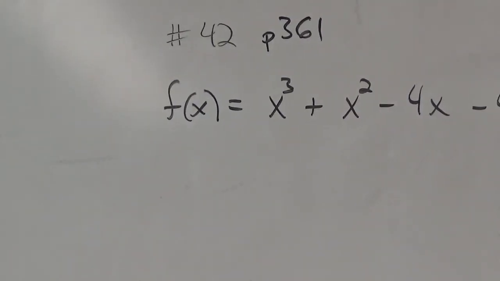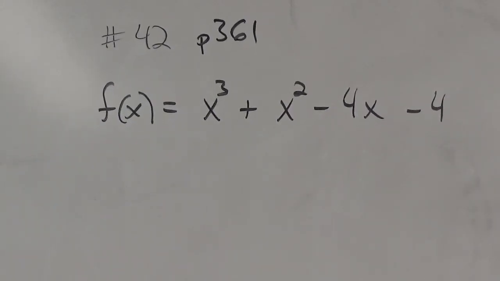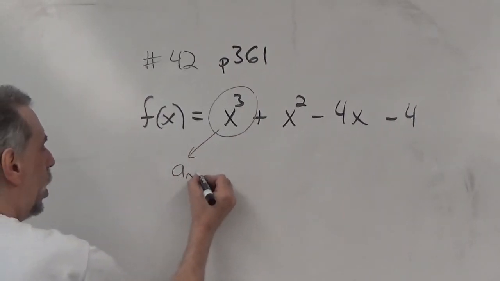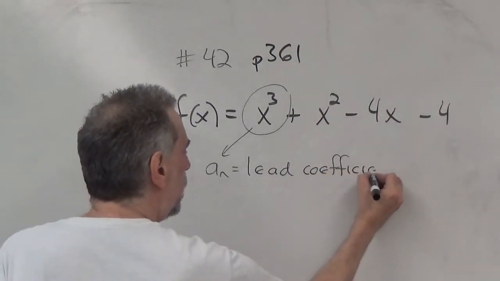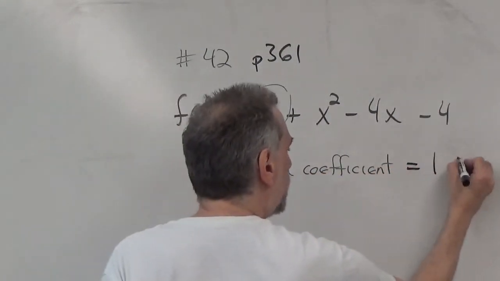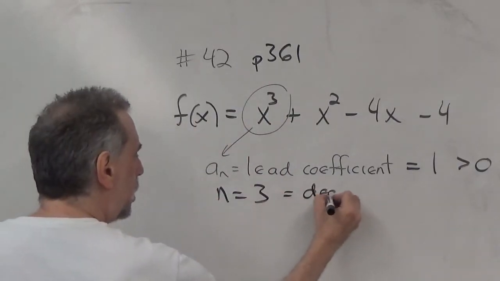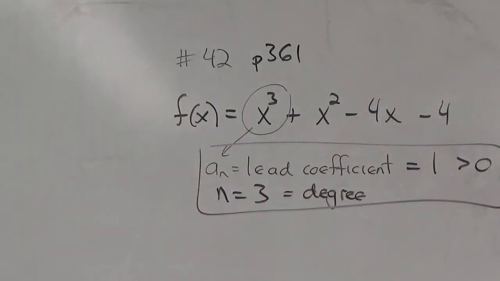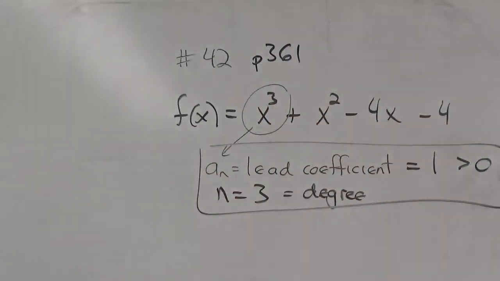All right, so same idea. First we want to, well now the lead coefficient and the degree are more visible, right? So immediately we can look at the lead term here and say our lead coefficient is 1, which is greater than 0, and our degree is 3. So those are kind of the first things you want to notice, especially when it's in this form. Descending order again, remember, descending order, 3, 2, 1, 0, in terms of exponents.